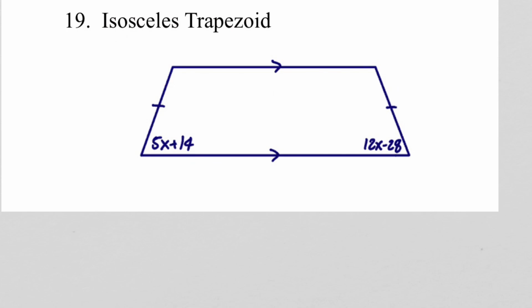In an isosceles trapezoid, these are congruent, so those are equal to each other. I'll bring the 5x over by subtracting it and get 7x. I'll bring this over by adding it, and 14 plus 28 is 42. So x is equal to 6.